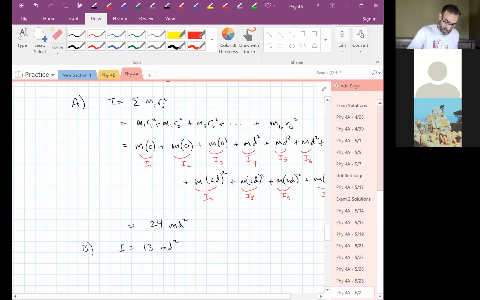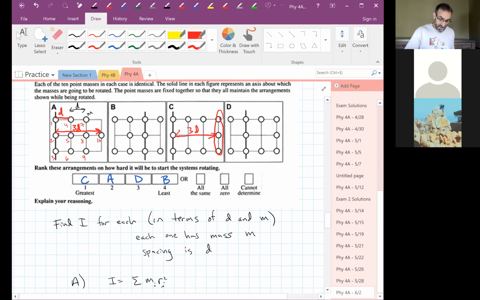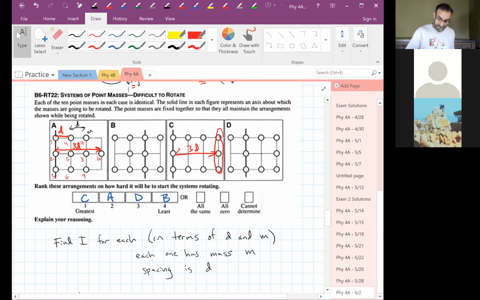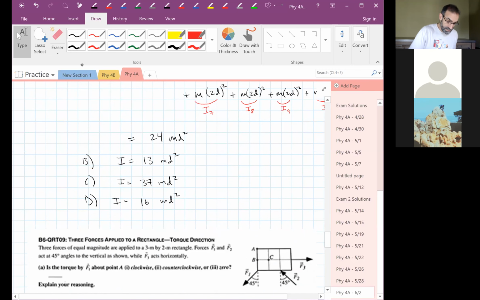If you want to do it later, you can check your answers. For C, I got 37. And for D, I got 16. Does that match with our ranking? B is the smallest, then D, then A, then C. Yeah. Okay, seems to work.